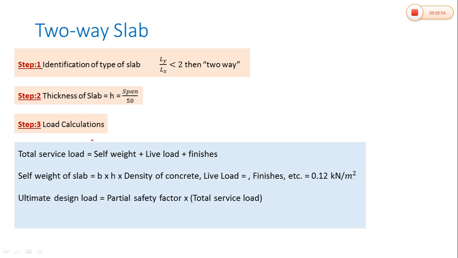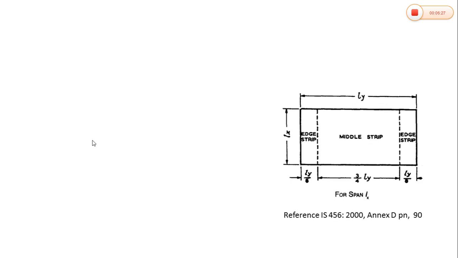Ultimate design. See, if we are following the limit state method, then we need to find out the value of design ultimate load by multiplying the total service load by the partial safety factor. So for RCC, now we are going to use that partial safety factor as 1.5. So from IS 1343 2012, Table 7, we are going to take those values.